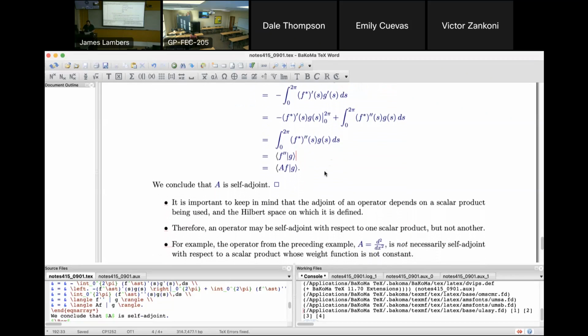I have to emphasize that it depends on what Hilbert space you're working with. If I had been using a different Hilbert space, with the same second derivative operator, I may not necessarily reach the same conclusion that it's self-adjoint. Periodic is convenient because it made the boundary terms go away. But for certain other Hilbert spaces, you might not get that. So whether an operator is self-adjoint depends on the scalar product, and you have to be careful to specify: I'm working with this Hilbert space and this scalar product.